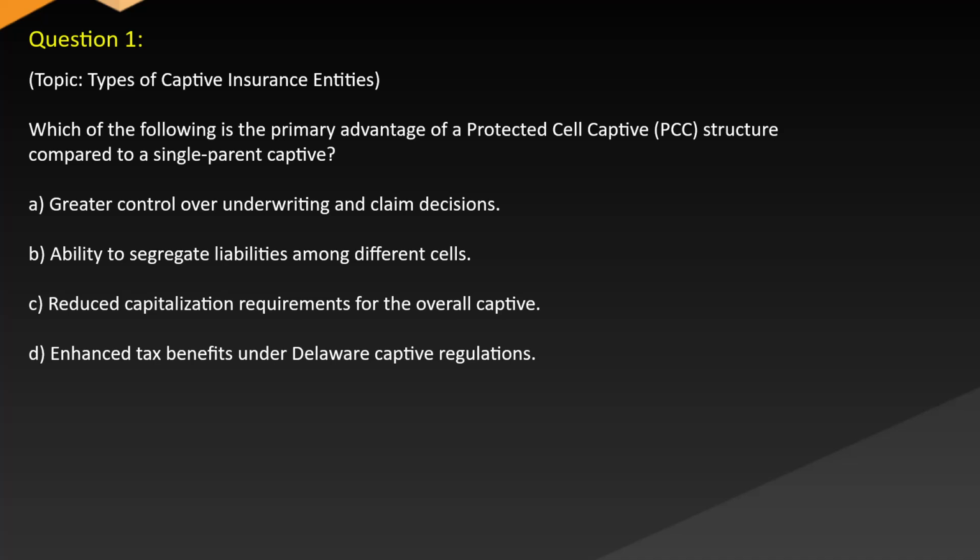Question 1. Topic: Types of captive insurance entities. Which of the following is the primary advantage of a protected cell captive (PCC) structure compared to a single parent captive? A. Greater control over underwriting and claim decisions. B. Ability to segregate liabilities among different cells. C. Reduced capitalization requirements for the overall captive. D. Enhanced tax benefits under Delaware captive regulations.